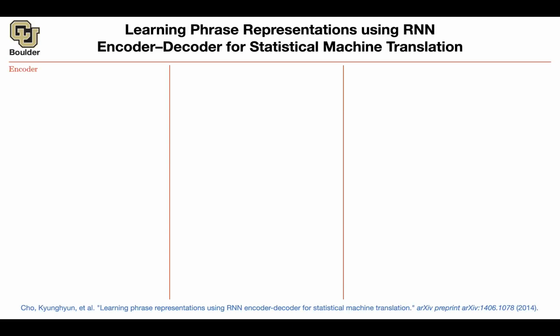This paper is going to be along the same lines. We are going to use neural networks to help a statistical machine translation, but in a different way. And we're going to see how. But first, a quick recap of the encoder-decoder architecture.